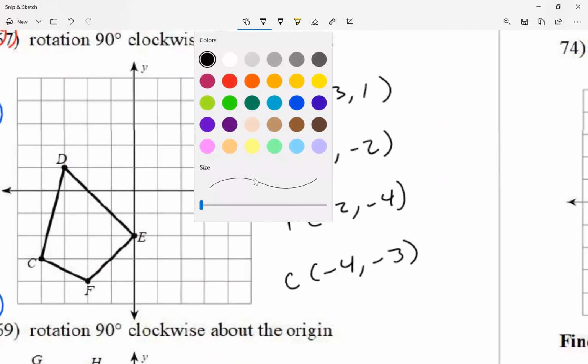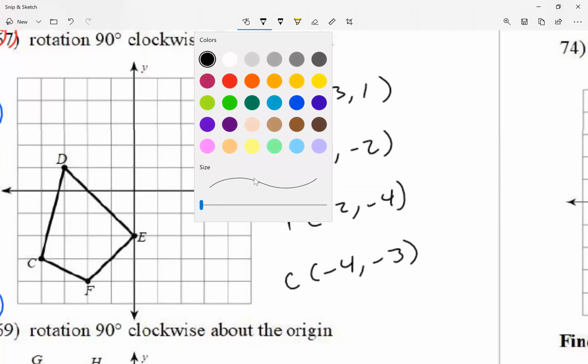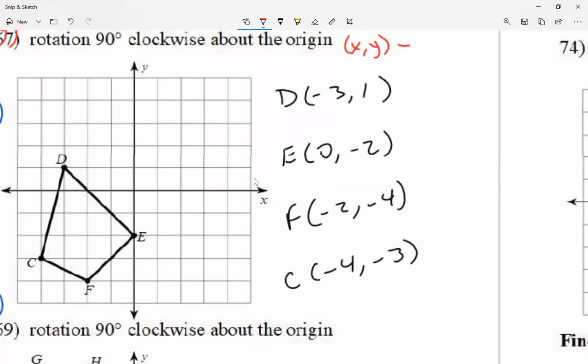Now I look at my notes. Now rotation 90 clockwise. Remember that one, I'm going to see it as 90 CW. I'm looking at my notes, it's question 51. It says XY will become Y -X.